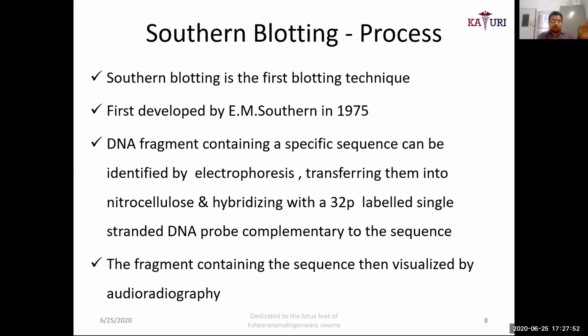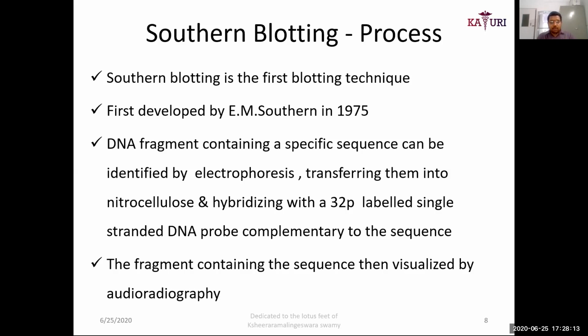Southern blotting is the first blotting technique, which was developed by E.M. Southern. The technique got its name after him. Here, the DNA fragment containing a specific sequence is identified by electrophoresis, transferring them onto cellulose paper, and then hybridizing with 32 phosphorus labeled single-stranded DNA probe complementary to the sequence.